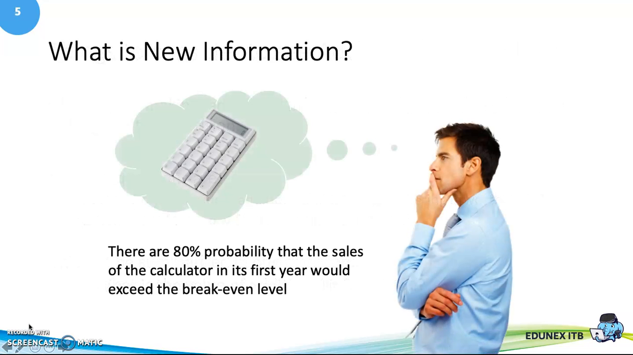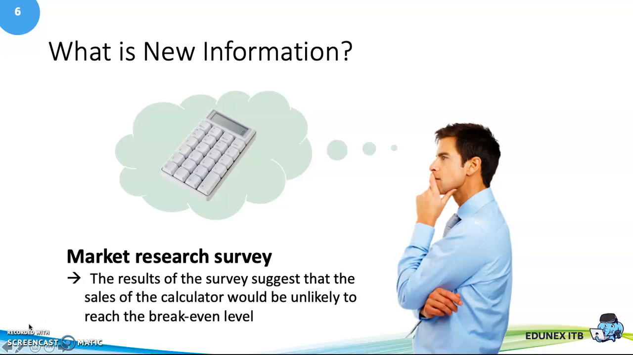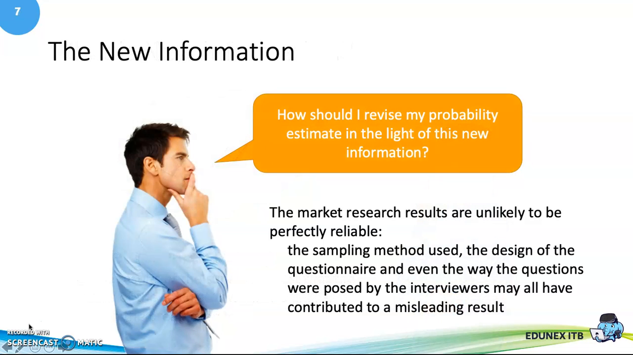So let me begin with what is the new information. If you are the decision maker, you think there is an 80% probability that the sales of the calculator in its first year would exceed the break-even level. Then you conduct a market research survey. From the result, the survey suggests that the sales of the calculator would be unlikely to reach the break-even level. How should I revise my probability estimate in the light of this new information?